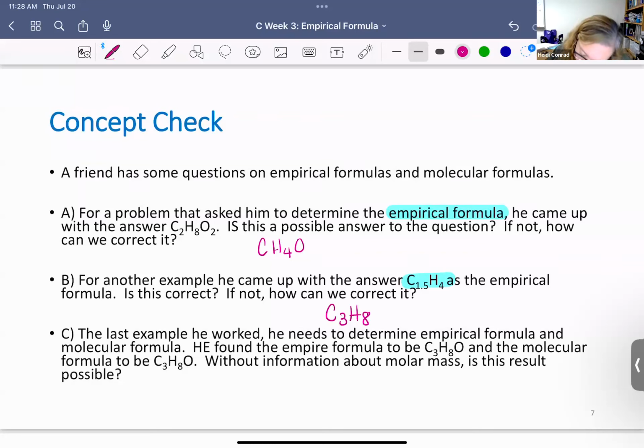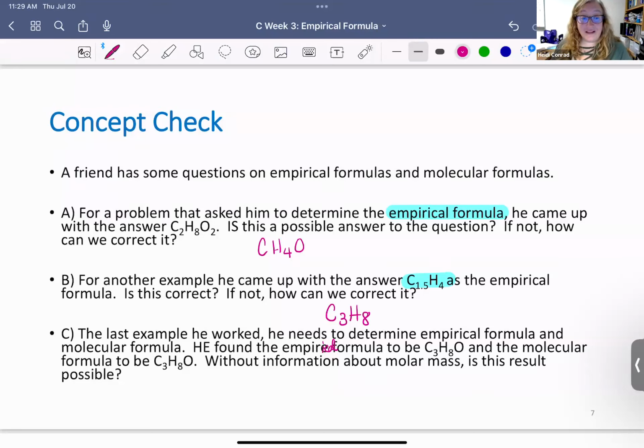This is really bad spelling. It should be empirical. I can't even spell. I apologize, that should say empirical there. My brain is so scattered.